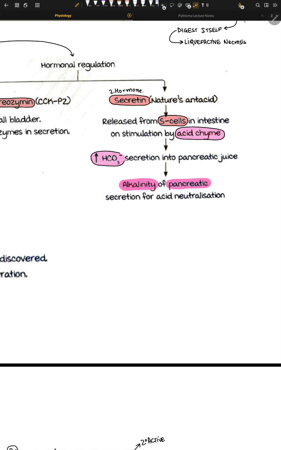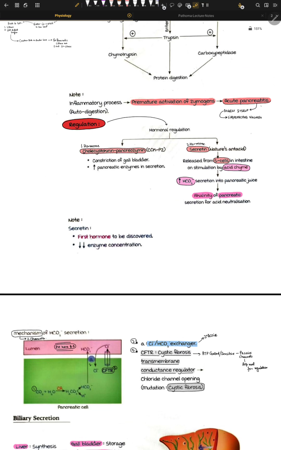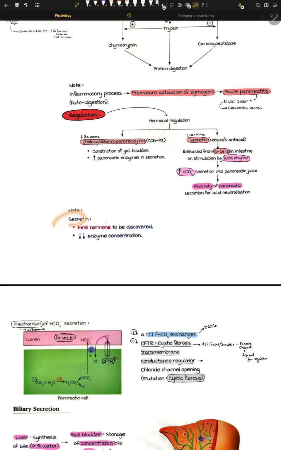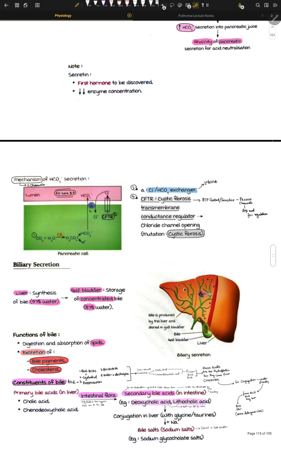So this acid that just arrived from the stomach into the duodenum. Okay, so bicarb does that. It leads to alkalinity of pancreatic secretion for the acid neutralization. I hope we understand this. So, note, secretin was the first hormone to be discovered. Amazing, amazing point. It decreases the enzyme concentration, right? Okay, so we understand this.